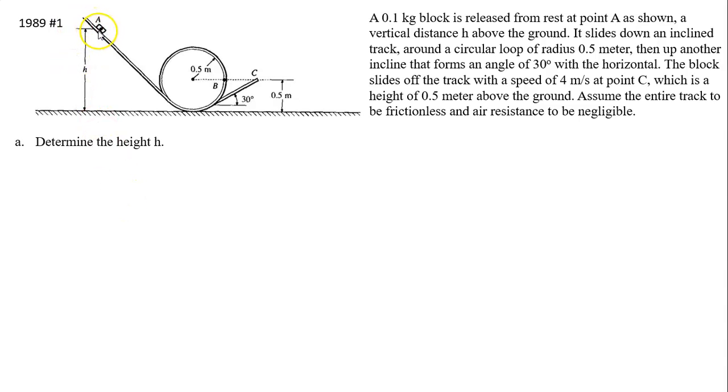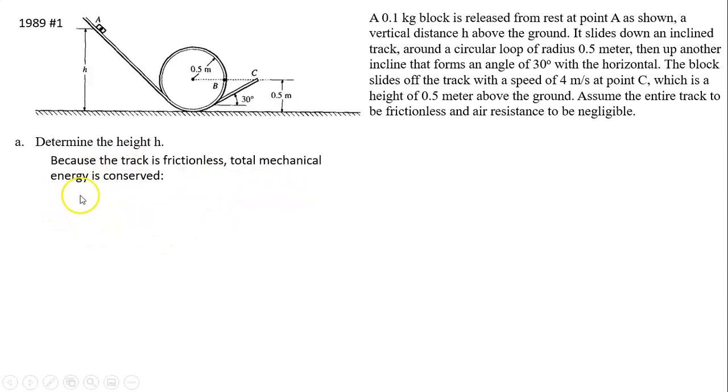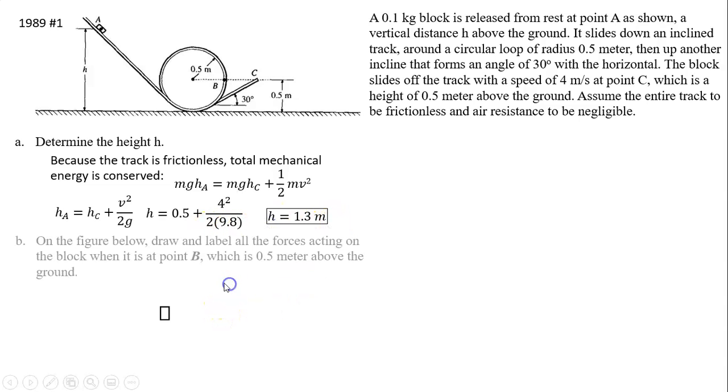At A it is just mgh. Because the track is frictionless, total mechanical energy is conserved. So the total energy at point A, which is mgh_A, equals the potential energy at C plus the kinetic energy at C. We cancel out m and divide by g on both sides. So h_A equals h_C plus v squared over 2g. h_A is just h, and that equals 0.5 plus 4 squared divided by 2g. h equals 1.3 meters.